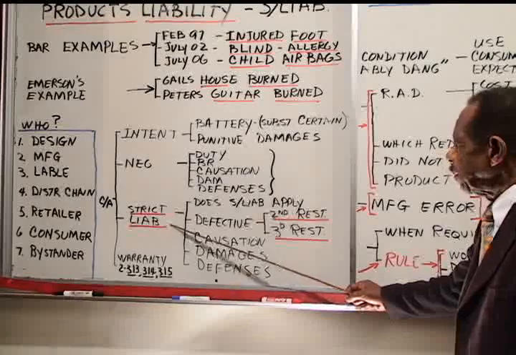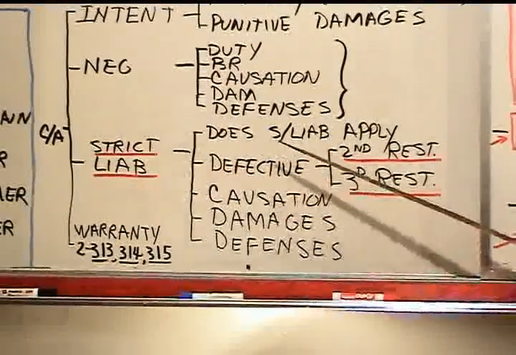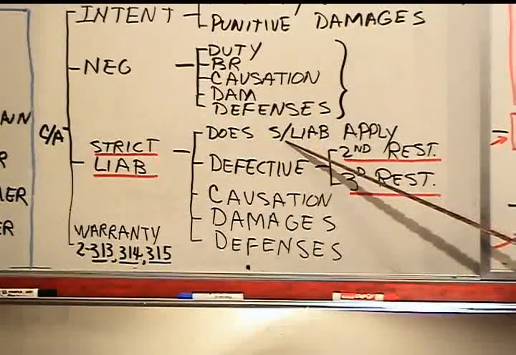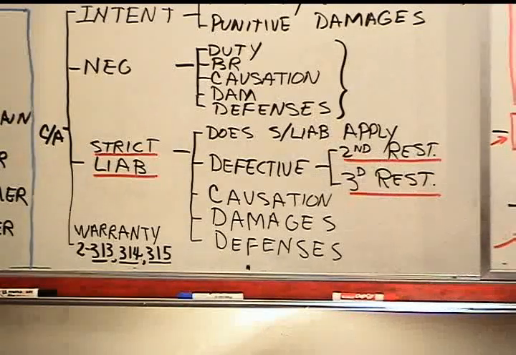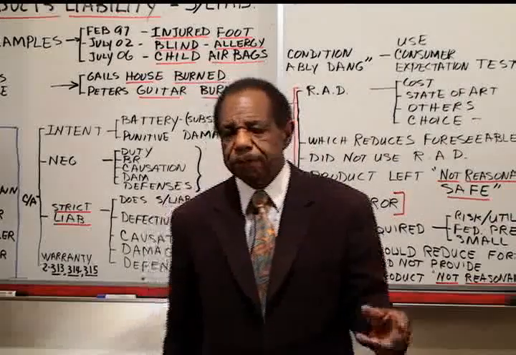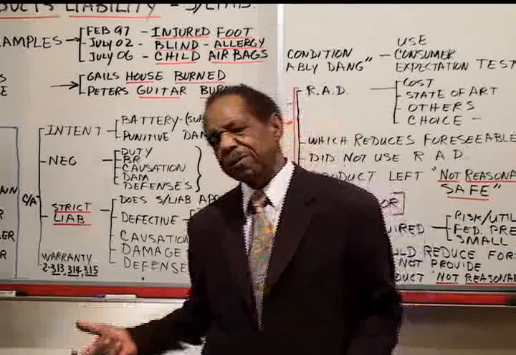So strict liability, what are the elements? What do you have to prove? Well, first of all, you have to decide, does strict liability even apply to this fact situation? Because we're talking about strict liability for putting a defective product into the stream of commerce. And so if I build a whole bunch of houses in a housing development, is that going to be treated like a product?